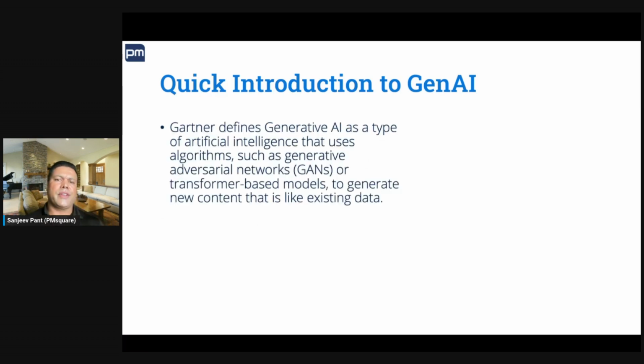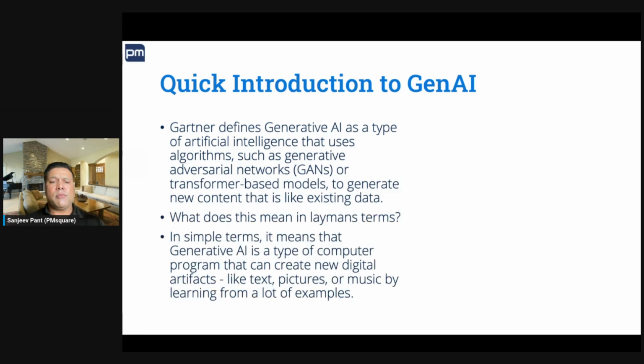Gartner defines generative AI as a type of artificial intelligence, what they call a technique, a new way of doing artificial intelligence that uses algorithms such as generative adversarial networks, or GANs, or transformer-based models to generate new content that is like existing data. So essentially a synthetic form. What that means in layman's terms is that generative AI is a type of computer program that can create new digital artifacts like text, pictures, or music by learning from a lot of examples. So what does that really mean, right?